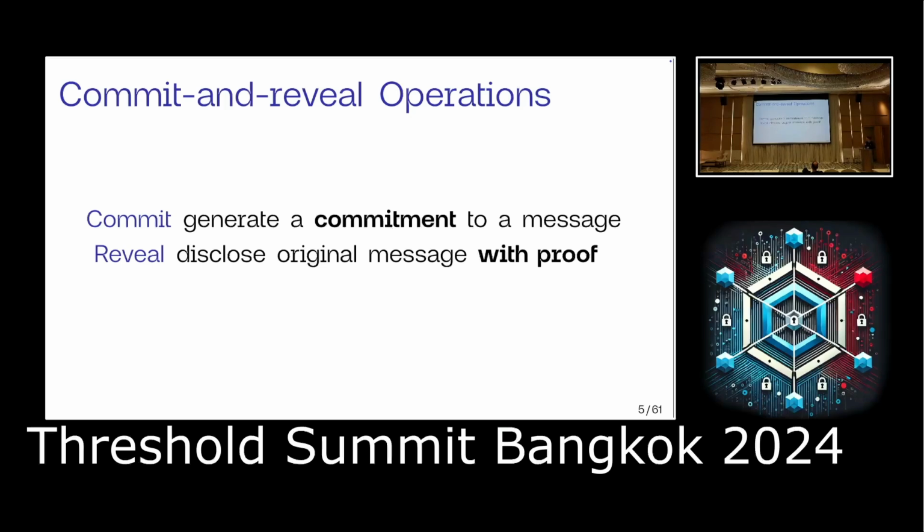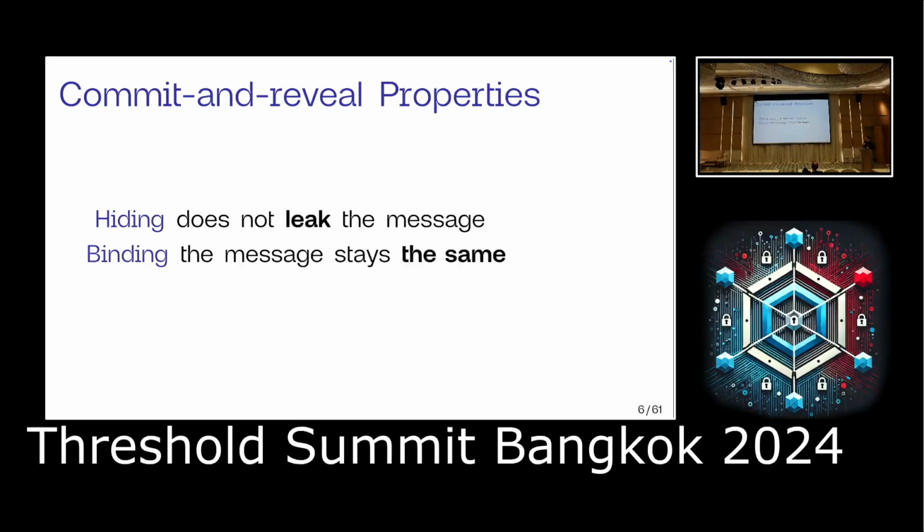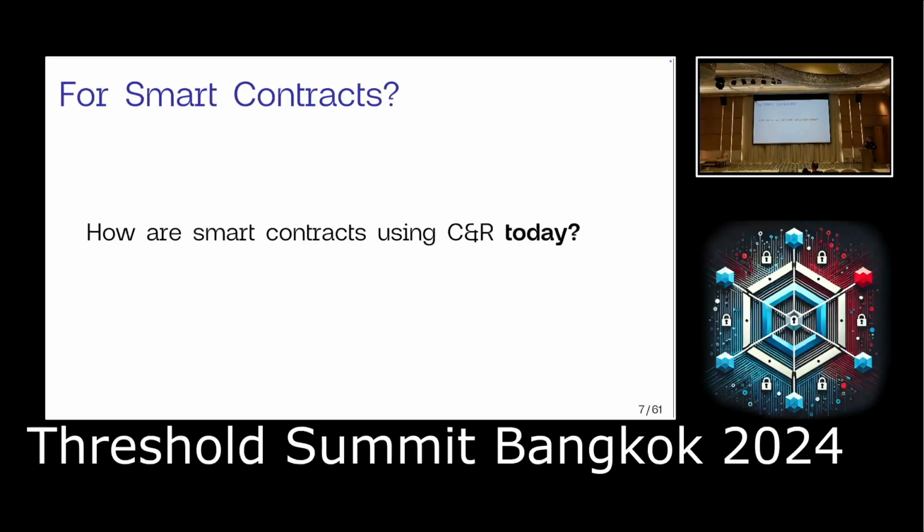That means there are two security properties for commit and reveal protocols. One is hiding, the fact that the protocol does not leak any information about the message that's inside. And the other is binding, which is the fact that you are bound to your value and you cannot change your mind. Now, how do smart contracts use commit and reveal?